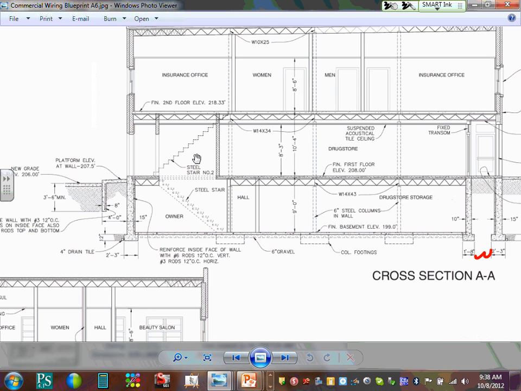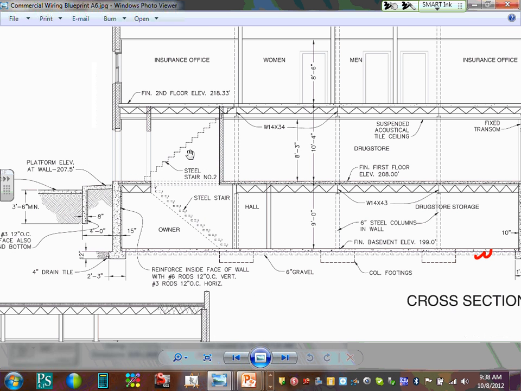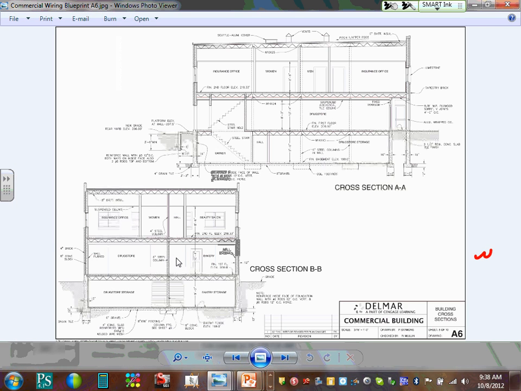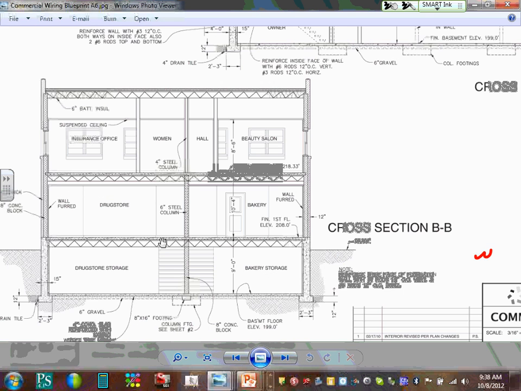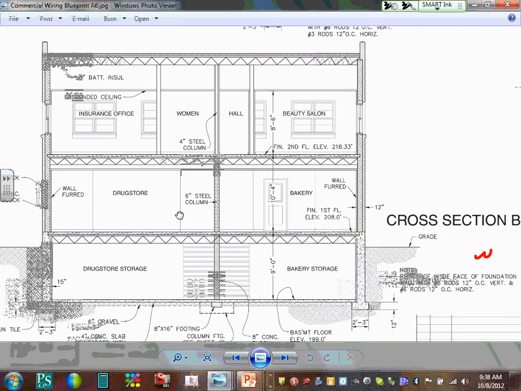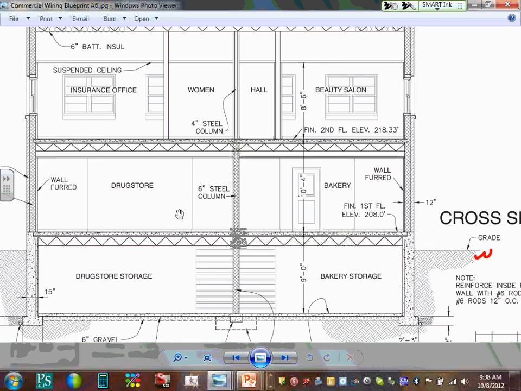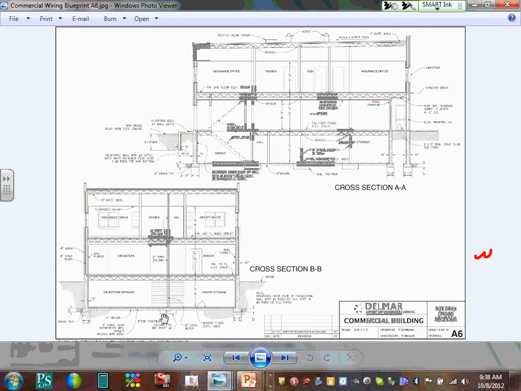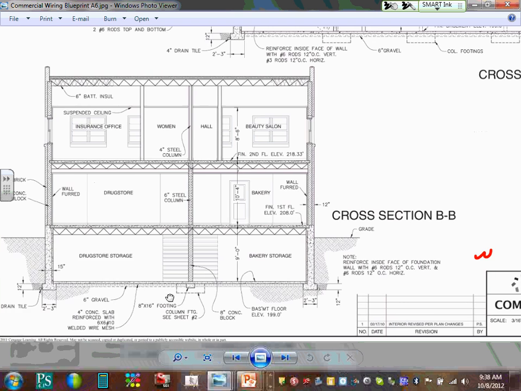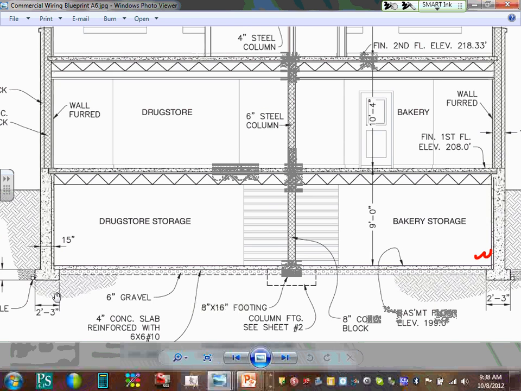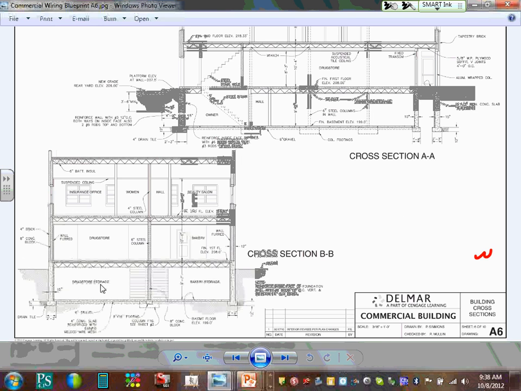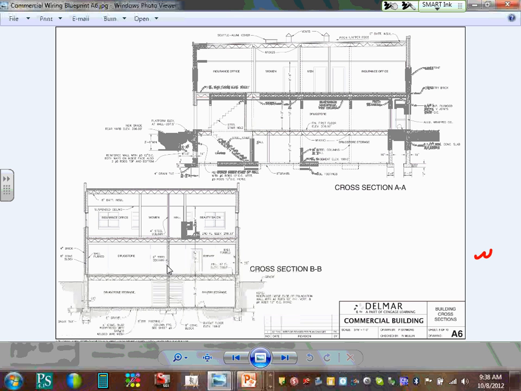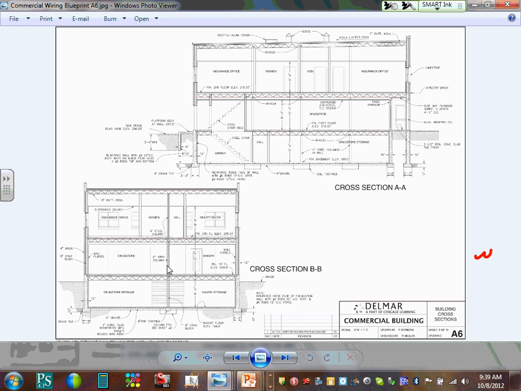So look at this section. Section AA can give you the stairway. Can you get the details about the stairways, the heights and so forth? And section BB gives you more details here, and windows and so forth inside the drugstore. So if they ask you about foundations, the dimension of the foundation and so forth, the sections are meant to give you more architectural building information about the building.